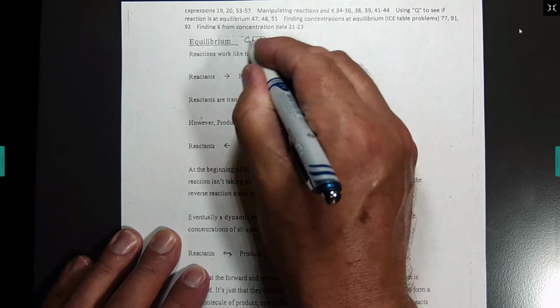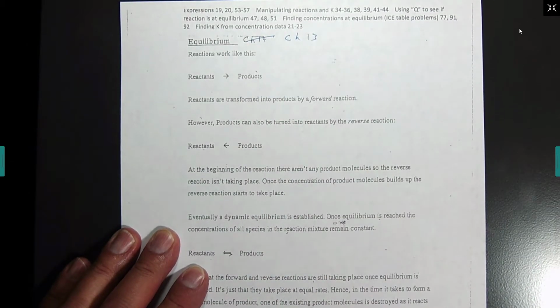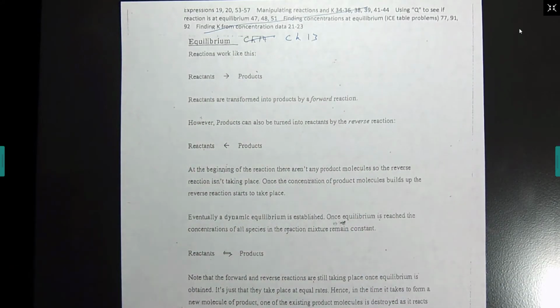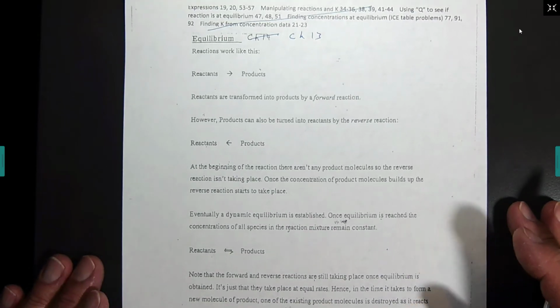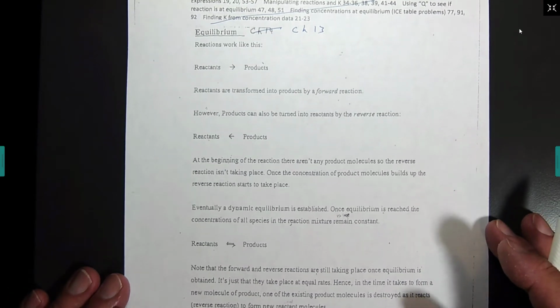Now, in the OpenStax book, this is chapter 13. These notes here, these recommended problems were from an ancient textbook we used to use. But anyway, quick look at equilibrium, which is probably the main concept in this entire class.